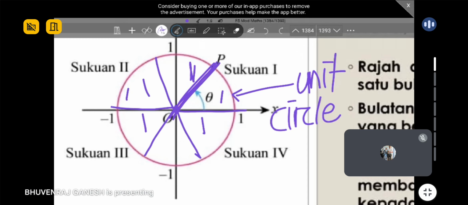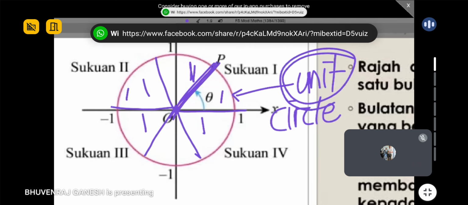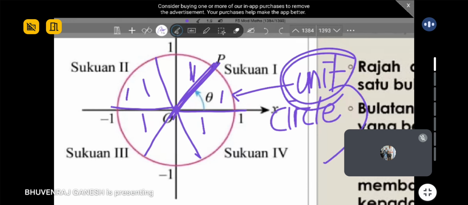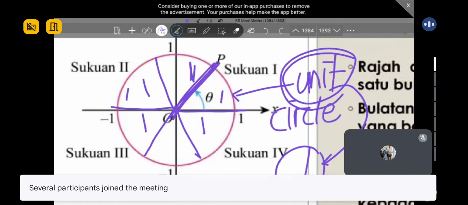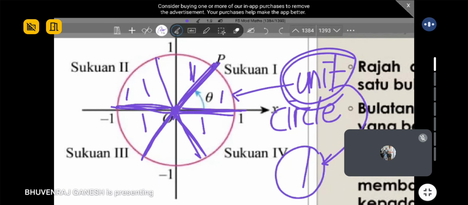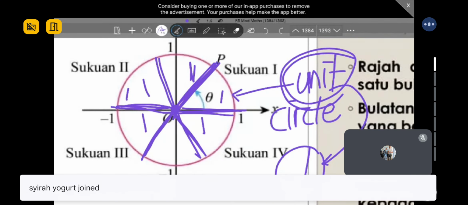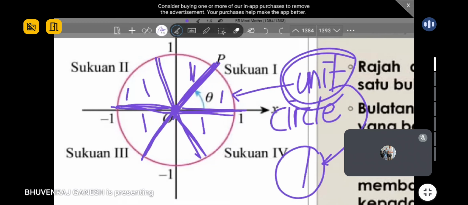Bulatan unit. Biasanya bila kamu nampak perkataan unit ni, when you see the word unit, it means one. They're talking about one. Satu sahaja. Unit ni membawa maksud satu. So that's why the radius of the circle is one. Jari dia selalu akan satu. Tak boleh dua, tak boleh tiga. It cannot be any value. Only one. Hanya satu sahaja. Okay guys, are you all clear? Boleh dapat? So you must understand the concept of unit circle.